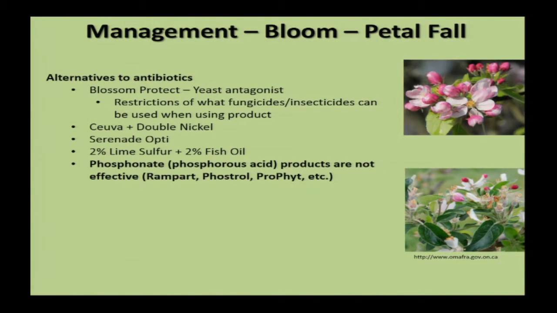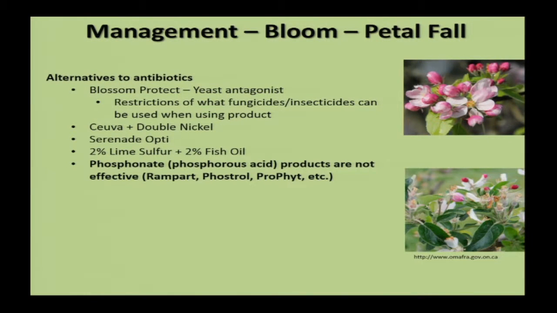As far as alternatives, there's Blossom Protect, which is available in Maryland. This is a living yeast. It coats the blossoms, and what it does is prevent the bad bacteria from entering into the nectaries. So it acts almost like an antagonist. It blocks the front door into the plant, and the bacteria can't get in there. There are restrictions as far as what fungicides and insecticides you can use during bloom time if you're using this product, because it is a living yeast.